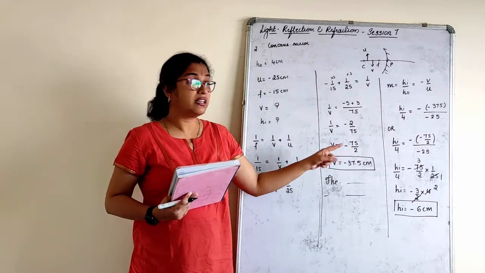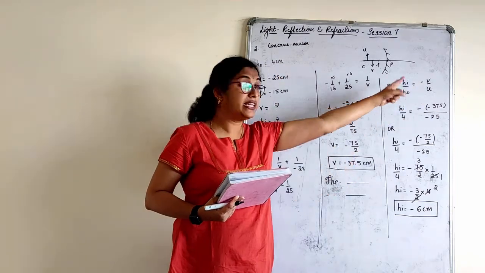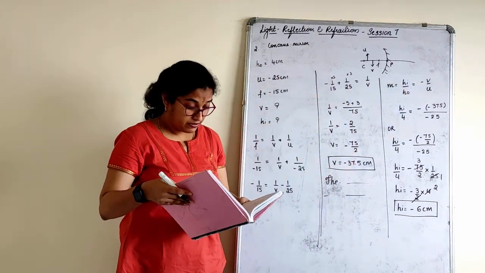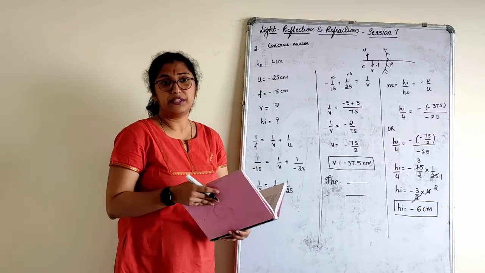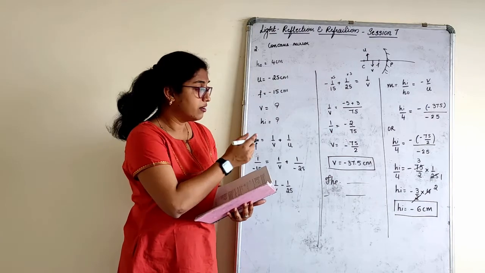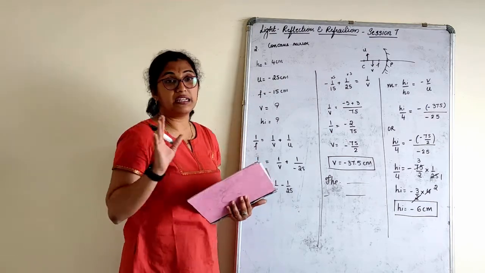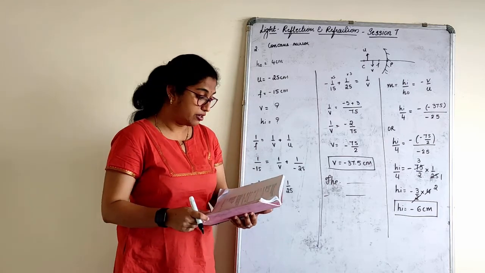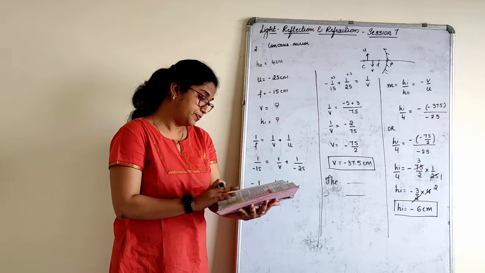Is this part very clear? Be very careful with this minus sign and this minus sign. This minus is in the formula. So keep the conclusion: height of the image is minus 6 centimeter. Mention the minus while writing. Why is it minus? We know that. Very clear on this? Okay. Let's move on to the next one.